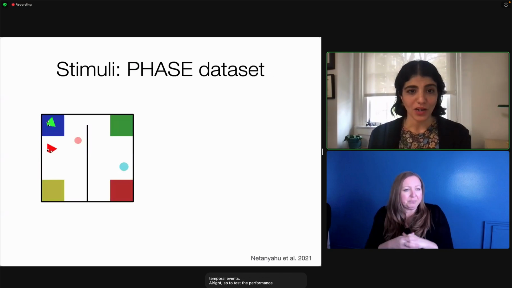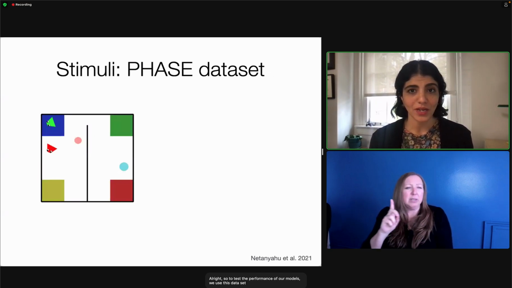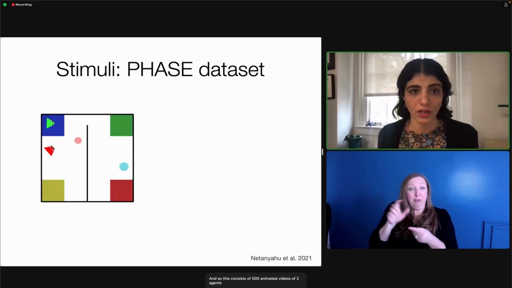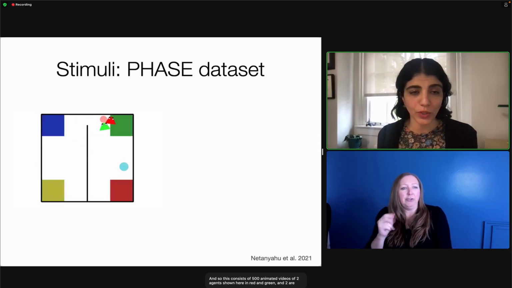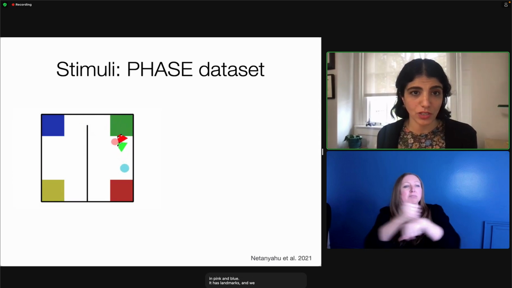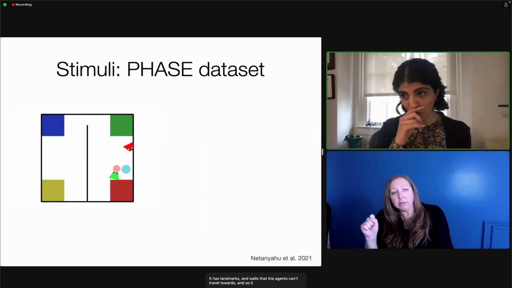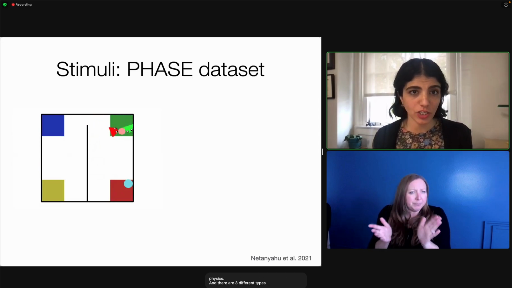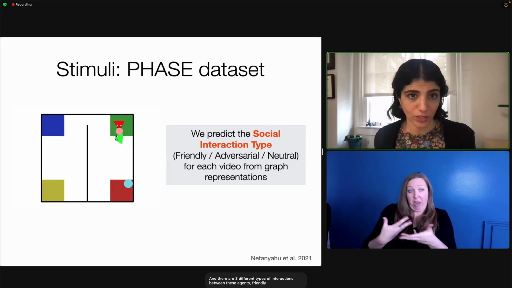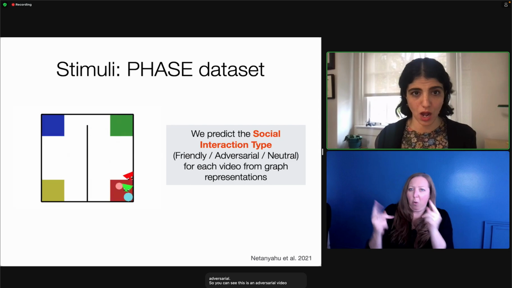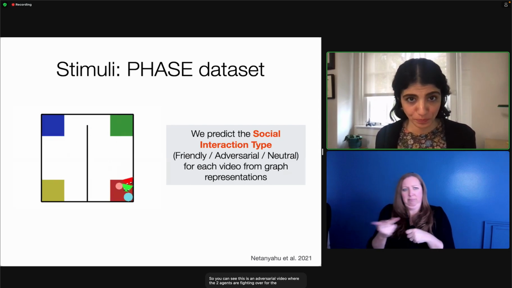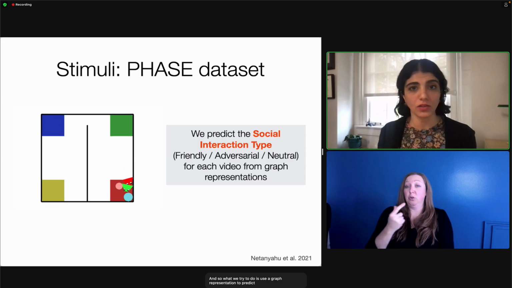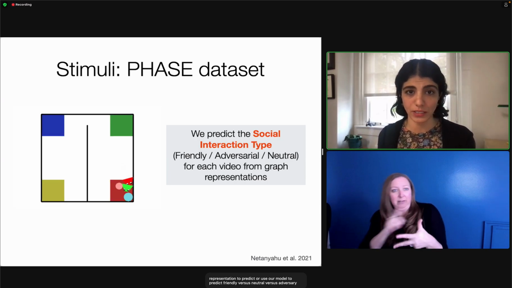All right, so to test the performance of our models, we use this data set from Josh Tenenbaum's lab at MIT called Phase. And so this consists of 500 animated videos of 2 agents shown here in red and green, and 2 objects in pink and blue. It has landmarks and walls that the agents can't travel towards, and so the videos follow some basic laws of physics. And there are 3 different types of interactions between these agents: friendly, neutral, or adversarial. So you can see this is an adversarial video where the 2 agents are fighting over the pink ball. And so what we try to do is use a graph representation to predict, or use our model to predict friendly versus neutral versus adversarial interactions.